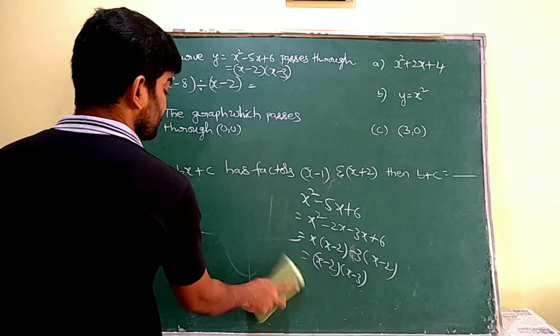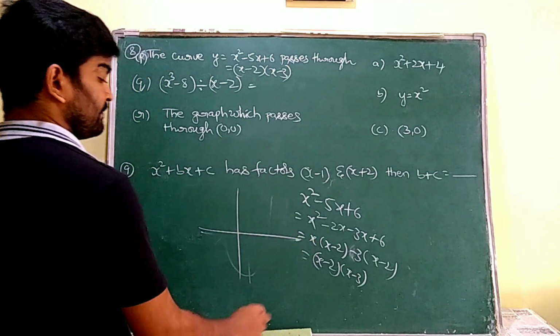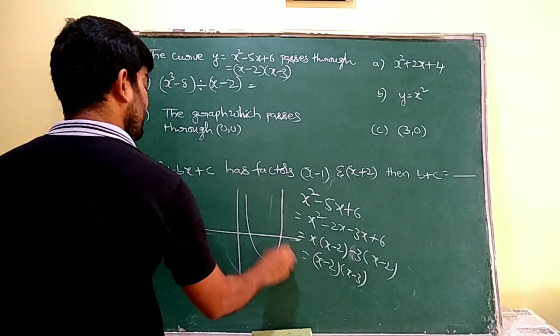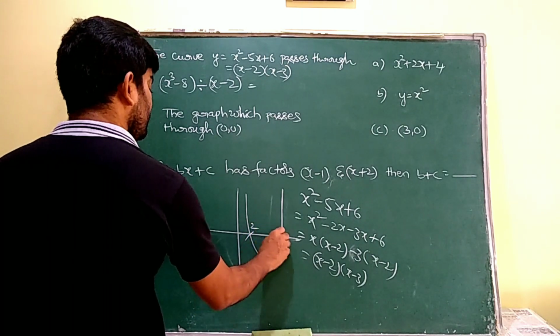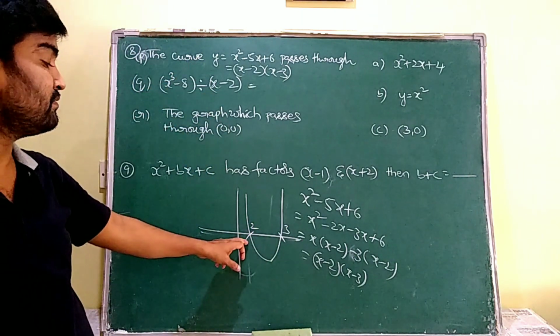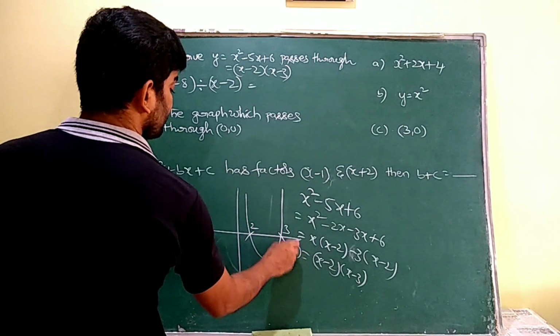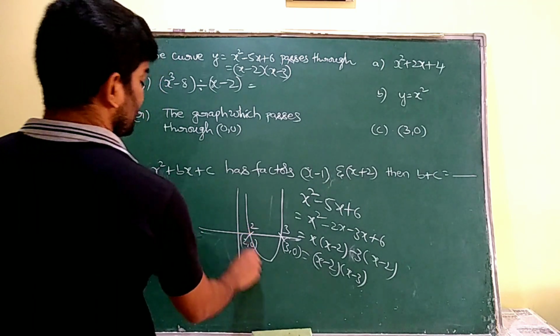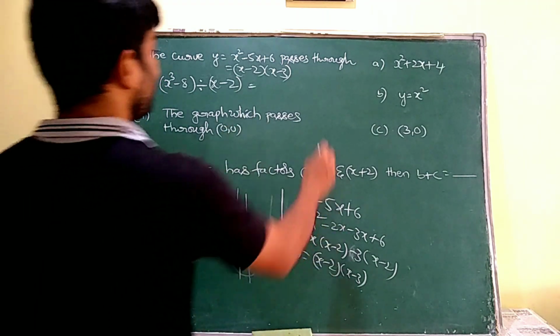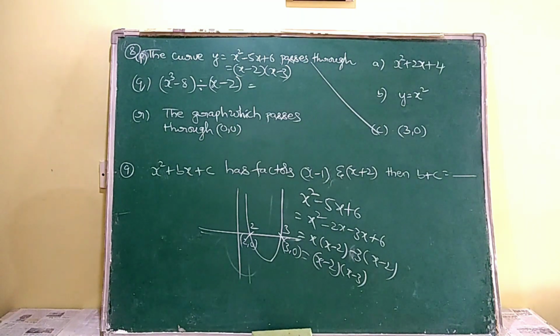That means this particular curve passes through 2 comma 0 and 3 comma 0. So the required curve passes through 2 comma 0 and 3 comma 0. Okay, here in the given options 3 comma 0 is there. That's why you have to join this one.